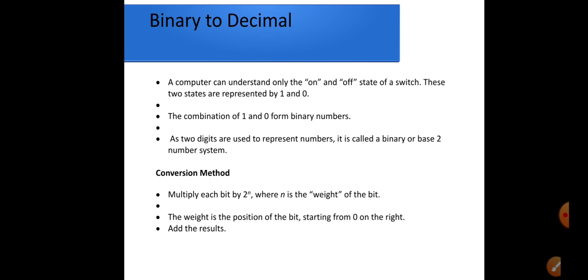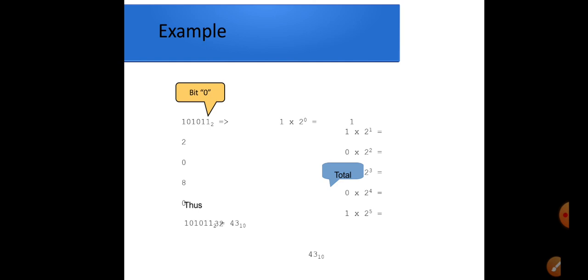A computer has only two values, which are considered as the on or off states of a switch. So we can consider them in terms of values: on is nothing but 1 and off is nothing but 0. The combination of ones and zeros forms your binary number, as only two numbers are used. How do we convert a binary number into decimal? If a combination of binary digits is given, how do we get the decimal value? This is the procedure described here.